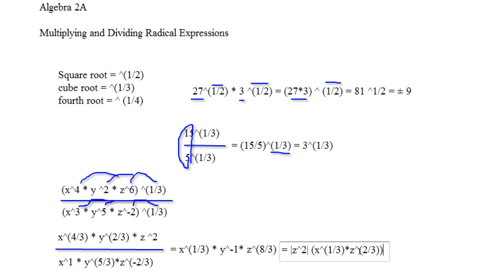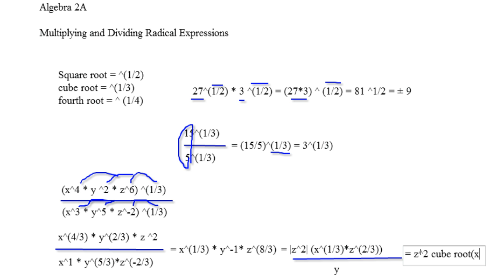Okay. Alright, so it would look like this, and then on the bottom we would just have y, because it's a negative exponent, so we need to move it to the bottom. Okay, well, z squared and absolute value of z do the same thing, so this would just turn into z squared, so you don't need that anymore. And then you could have cube root of x times z squared. Okay, so this is another way of doing this one and just writing it out.